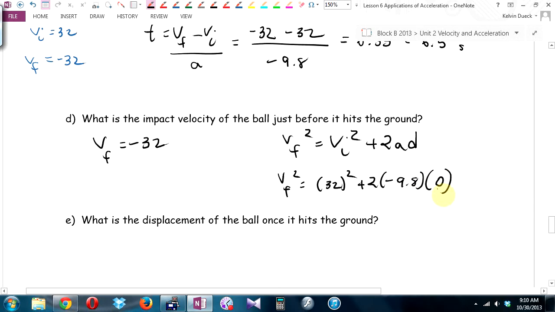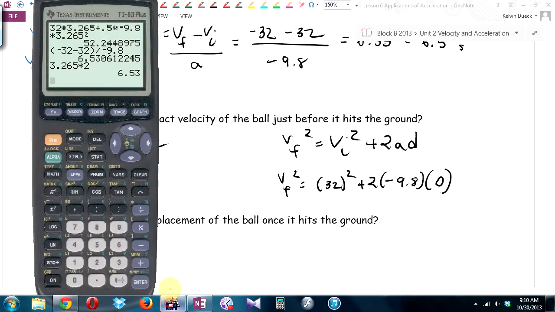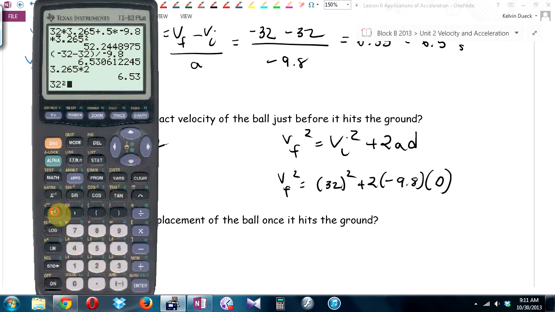Your displacement is 0. I'll get 32 squared plus 0. That gives me VF squared. How would I get rid of a squared? You didn't get negative 32, Mr. Dueck. Well, I sort of did.